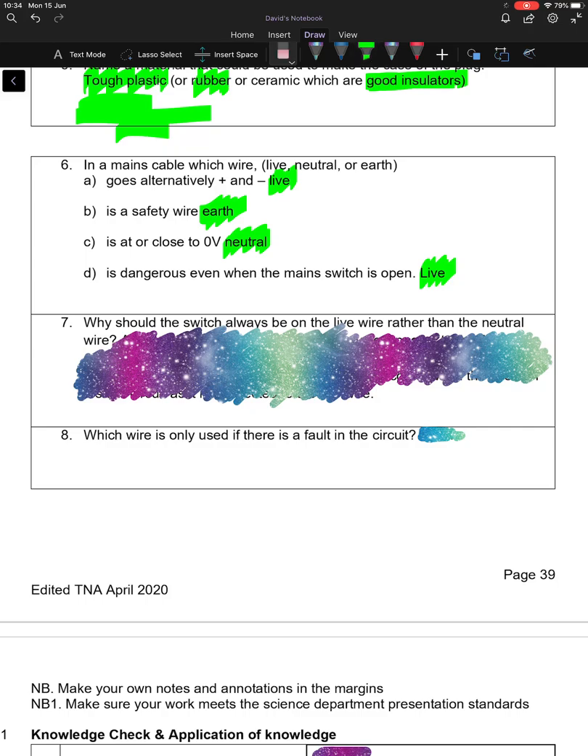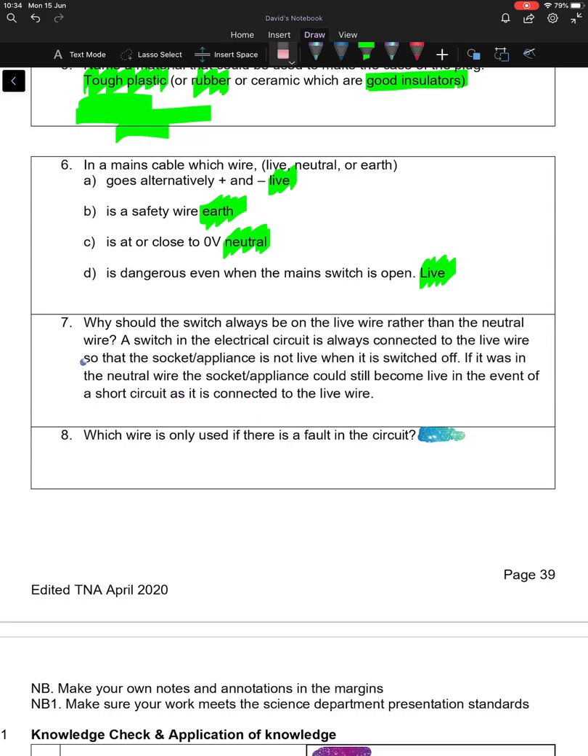Why should the switch always be on the live wire rather than the neutral wire? What answers did you put? Have a look at this and see if it matches up. A switch in the electrical circuit is always connected to the live wire so that the socket and appliance are not live when it's switched off. If it was in the neutral wire, the socket and appliance could still become live in the event of a short circuit as it's connected to the live wire. So that main idea is safety.